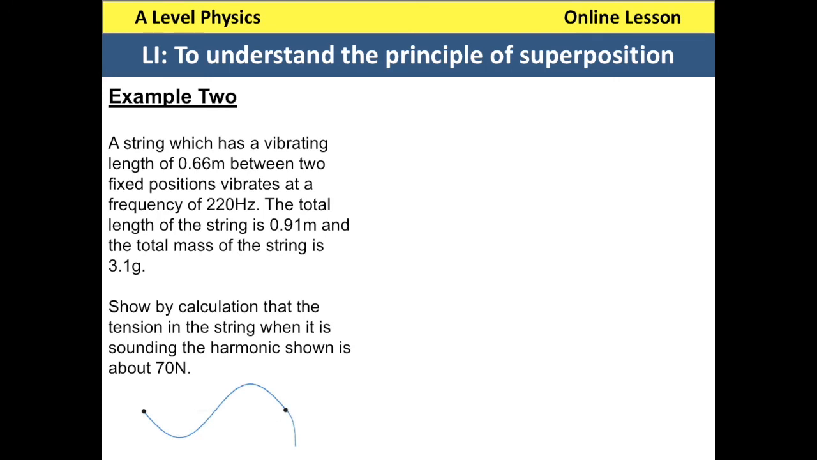Example 2. A string which has a vibrating length of 0.66 metres between two fixed positions vibrates at a frequency of 220 Hz. The total length of the string is 0.91 metres and the total mass of the string is 3.1 grams. Show by calculation that the tension in the string when it is sounding the harmonic shown is about 70 newtons. So what we need to acknowledge first of all is that the harmonic shown there is not the fundamental frequency or the first harmonic. Indeed, what is showing here is the second harmonic, and we will need that to be considered.